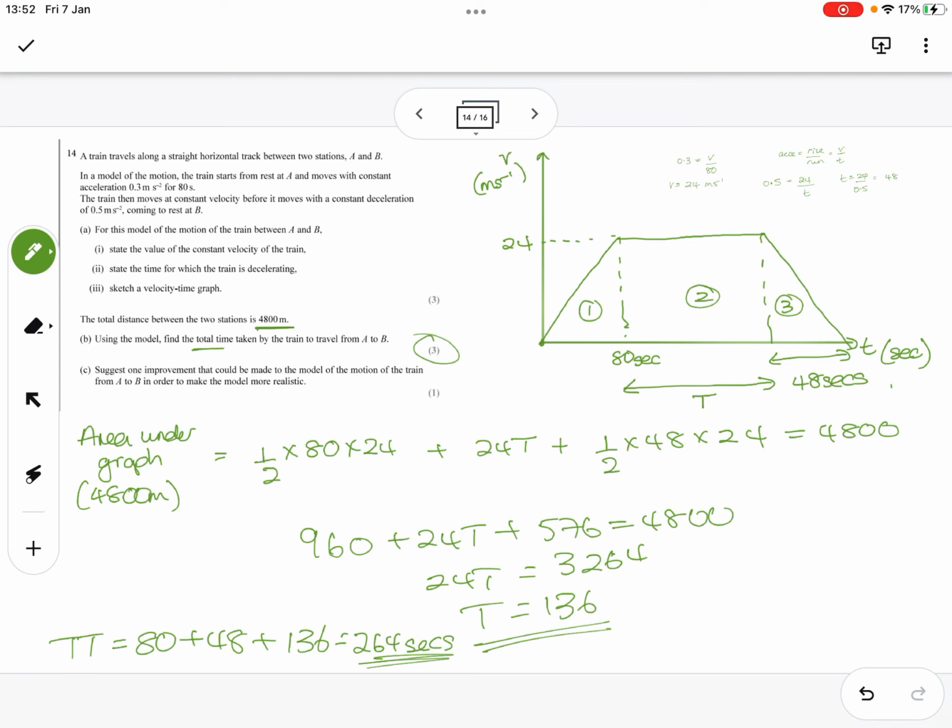Suggest one improvement. Classic, really. Our models are always rubbish because we say it's got constant acceleration in these ones, and if you're on a train, there's no way it speeds up, stays at that, and slows down, because there's always something on the track, or there's some problem, or you're going around a corner, for example. So it's always along a straight road. So variable acceleration would be an excellent answer for that.